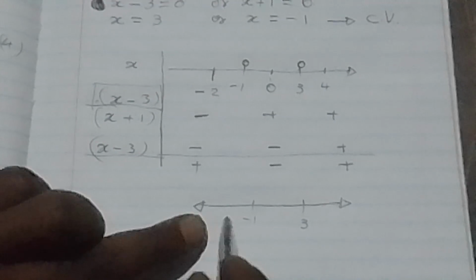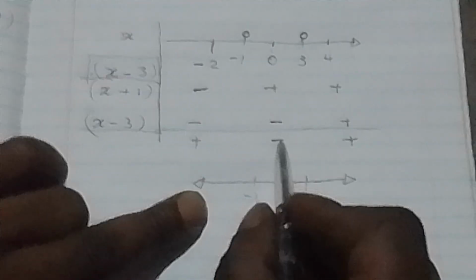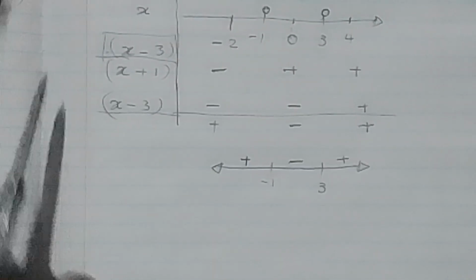This positive and negative, they are all in this number line. Do not get confused. You can redraw your number line so that you can know what is happening. This is minus 1. This is 3. Now, these are our products. A positive, it is here. A negative, it is here. A positive, it is here. Now, you go back to your condition.